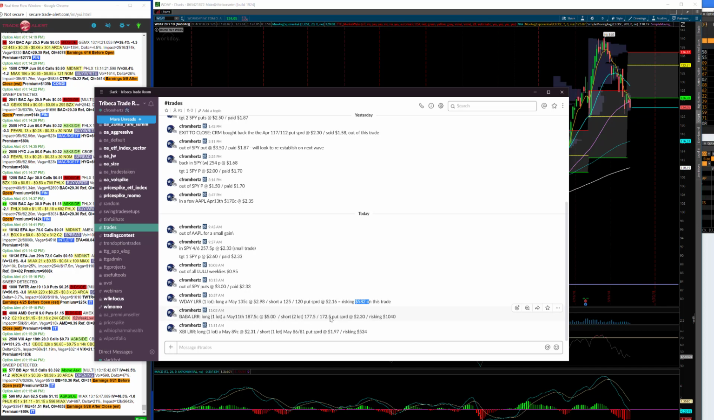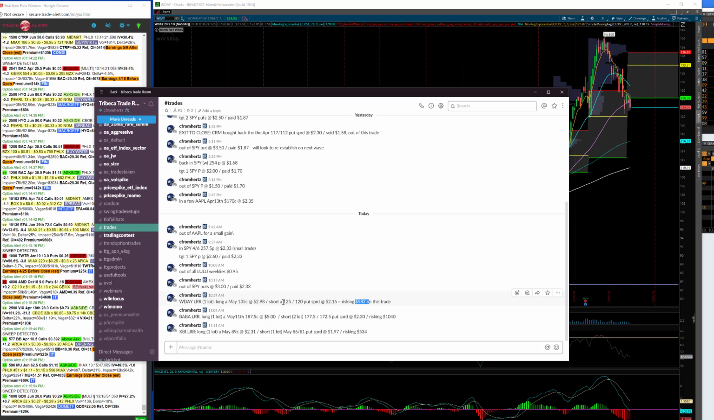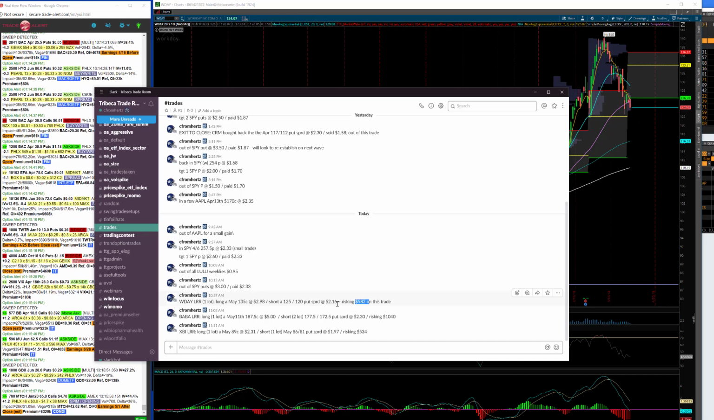How am I getting that? It's the distance, the price, or the width of the short put spread, which is 125 minus 120. It's $5 minus the 216 that I'm collecting, right? So that's 284. Plus, I had to pay for the call for 298. So you add the price of the call minus the width of the put spread minus the premium that I'm collecting, and that gets you to $582 per one lot.